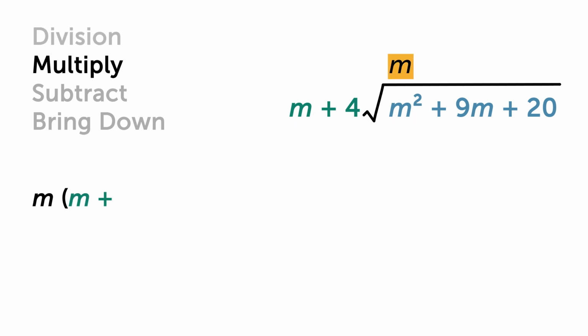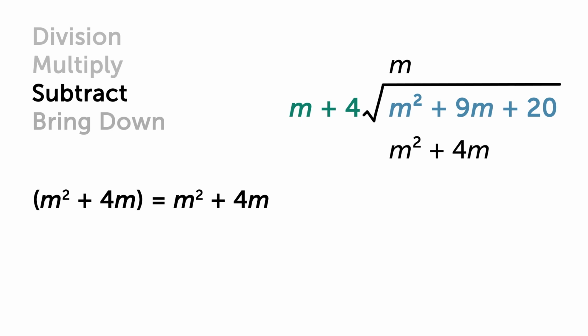Now multiply this term times each member of the divisor. Essentially, the m from the quotient is distributed to each member in the divisor. In this problem, it yields the expression of m squared plus 4m. This multiplied expression is placed in alignment under the terms of the dividend.